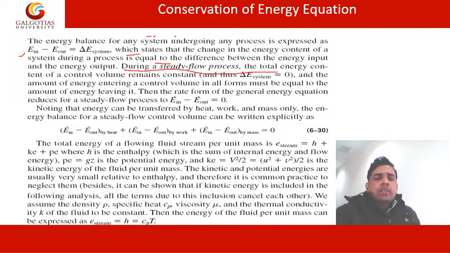the total energy content of a control volume remains constant, and thus delta E of the system is equal to 0, and the amount of energy entering a control volume in all forms must be equal to the amount of energy leaving it. So the general energy equation reduces for a steady flow process to this value. Noting that energy can be transferred by heat, work and mass only, the energy balance for a steady flow control volume can be written explicitly as this value.